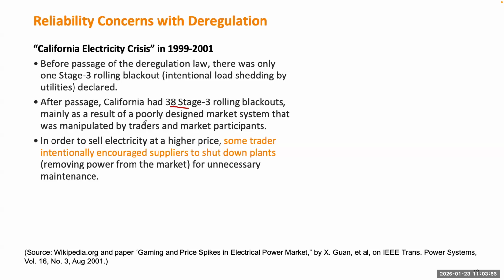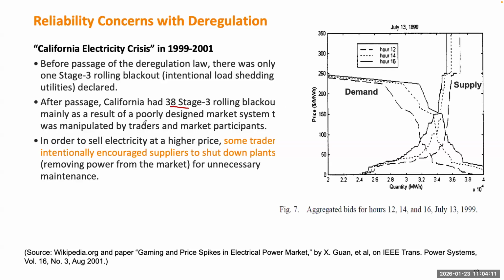So in order to sell electricity at a much higher price, some traders intentionally encourage suppliers, which are power plants or power companies, to shut down some plants, right? So for the remaining power plants, they can sell electricity at a much higher price. How much higher? You can read from this figure.